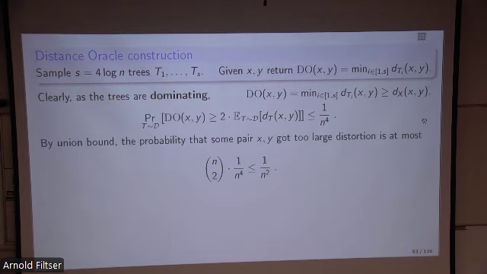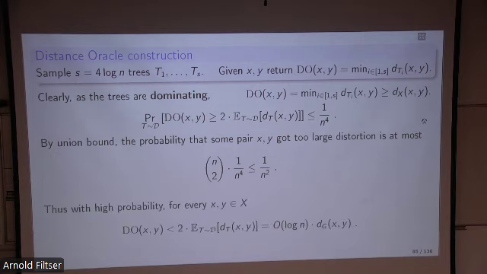And by union bound, because I have only n squared pairs, the probability that this event happens in one of them is at most 1 over n squared. So this is again very unlikely. Assuming this doesn't happen anywhere, I will get a collection of trees so that every pair of points is preserved up to a log n factor in at least one of them. Accordingly, for every pair x and y, the distance oracle would be at most twice the expected distance in one tree, which is just a log n.